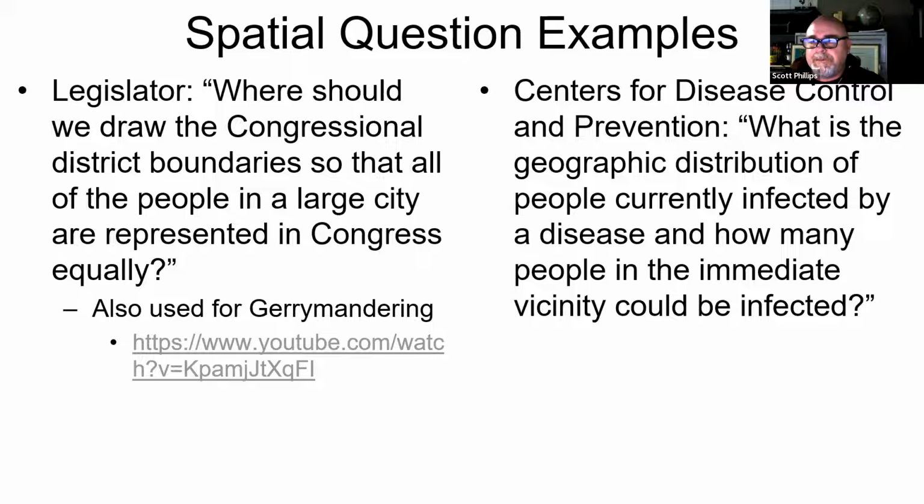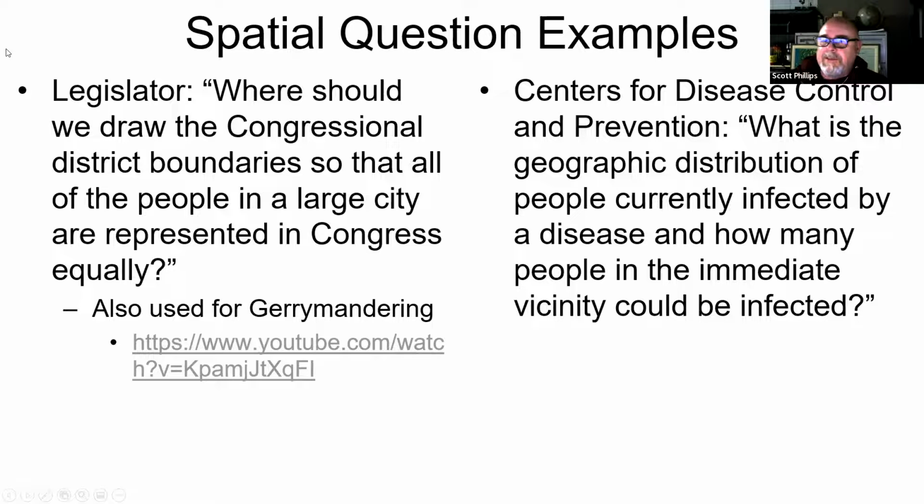Or in politics, where should we draw congressional district boundaries so that all the people in a large city are represented in Congress equally? And oftentimes this gets flipped around, where how can we draw districts so that it's most advantageous to a political party? That's called gerrymandering. If you ever hear about gerrymandering, political districts being drawn to advantage one party over the other, GIS is often a key technology that's used for that.